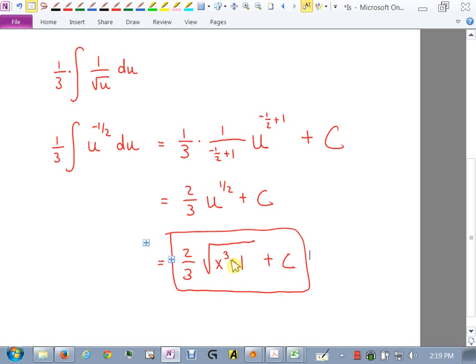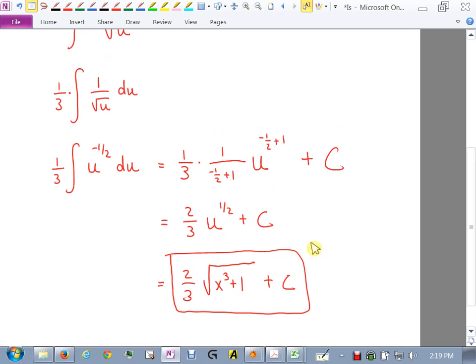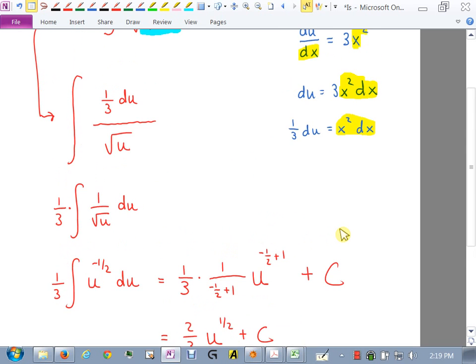What do you think? Yes, this is the beginning of u sub. Yes. Yep. You could put the 2 out in front of the root and just put the whole thing over 3. Yep.